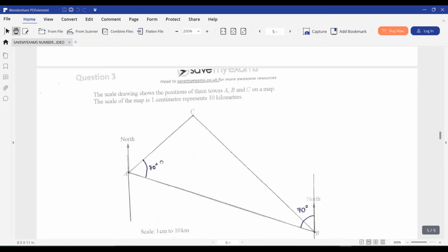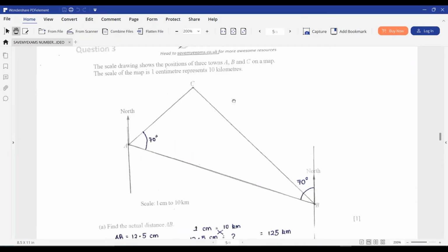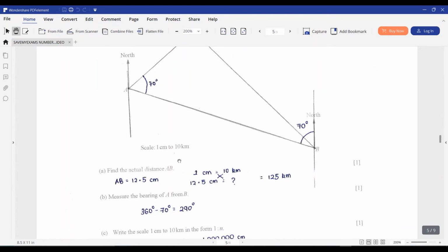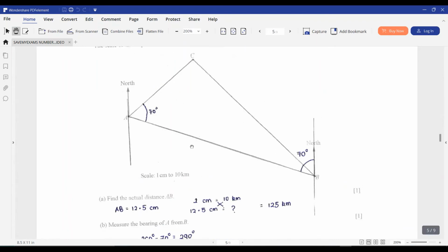Question 3. This scale drawing shows the positions of 3 towns A, B, and C on a map. The scale of the map is 1 centimeter represents 10 kilometers. Find the actual distance AB. Since it's given a scale, you should measure it with a ruler. So measuring this distance with a ruler, I got 12.5 centimeters. So take this amount and convert it using the scale given. So cross multiplying would give me 125 kilometers.